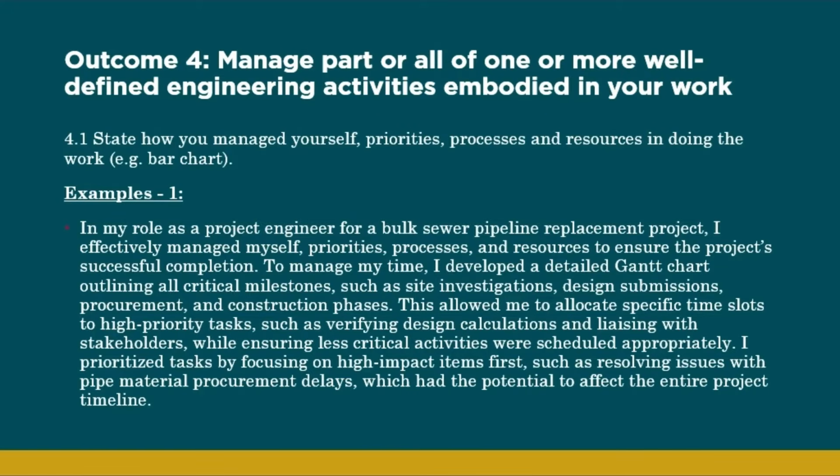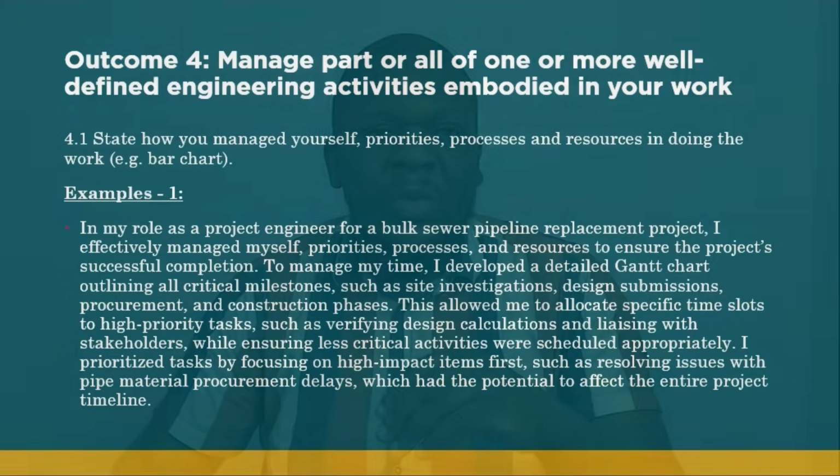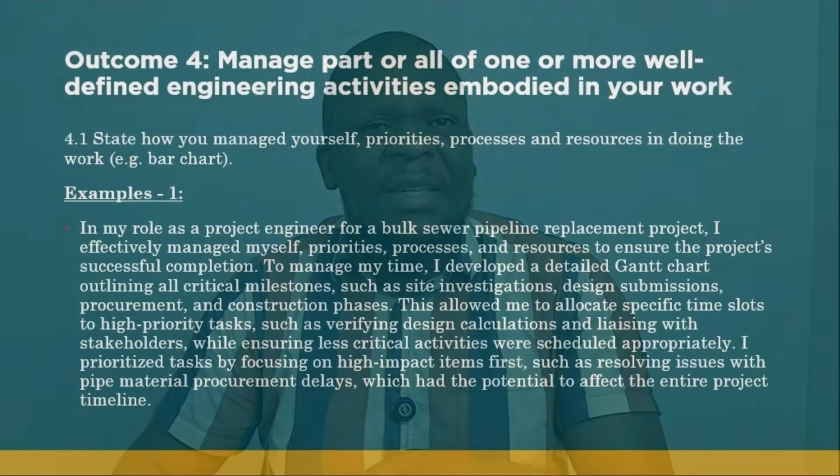I prioritize tasks by focusing on high impact items first, such as resolving issues with pipe material procurement delays, which has the potential to affect the entire project timeline. So you're basically saying, how did you manage yourself? How did you prioritize yourself? And what processes did you follow in terms of executing your task or work?